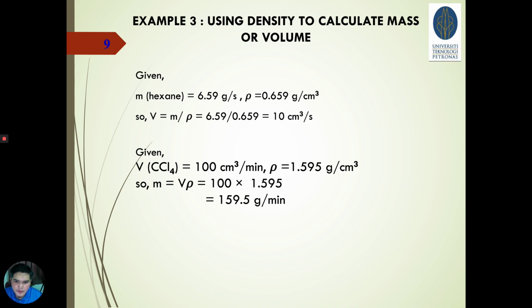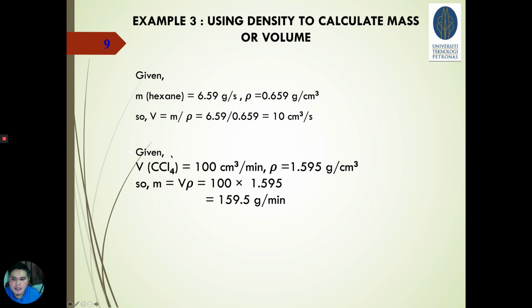So I would like to share with you an example of how we can use density to calculate mass or volume. In the first example, given hexane having a mass flow rate of 6.59 gram per second, and the density given is 0.659 gram per centimeter cube. So what you can do is calculate the volumetric flow rate, given the mass flow rate of hexane divided by the density, which is 6.59 divided by 0.659, and you will get 10 centimeter cube per second.